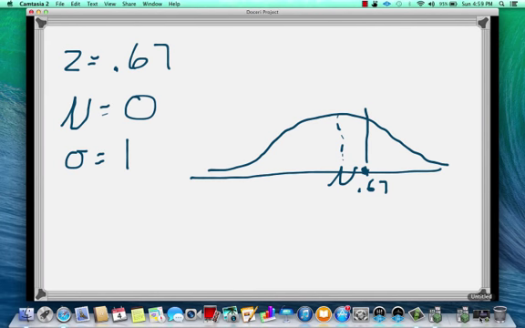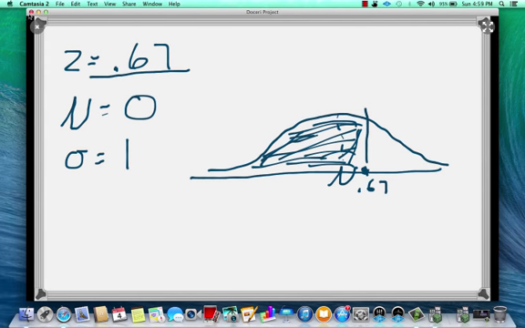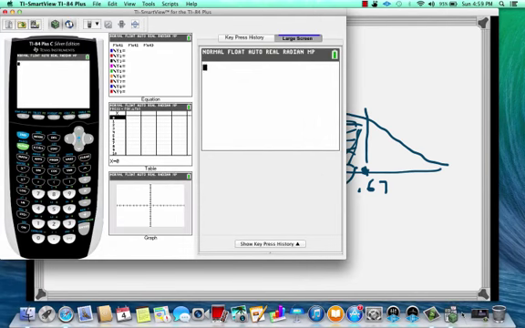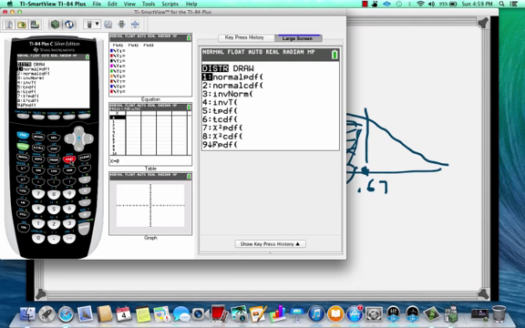If I wanted to find the area to the left, the probability of getting that score, that goes back to reading the Z chart. You can just look up 0.67, but I'm going to show you an even easier way. I'm just going to go straight to my TI-83, and what we'll do is go to second vars and run a normal CDF here.